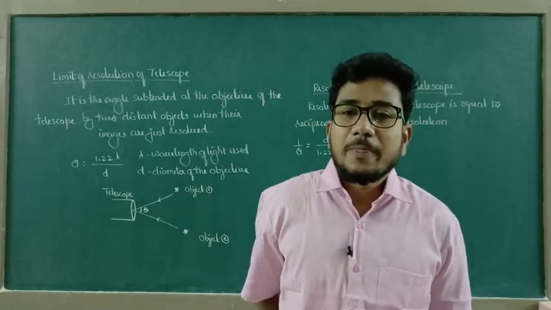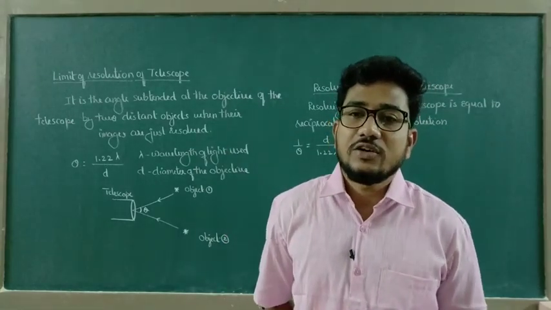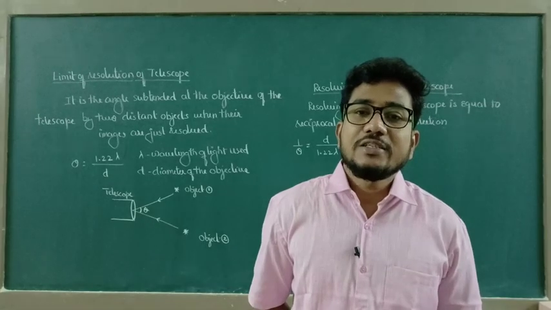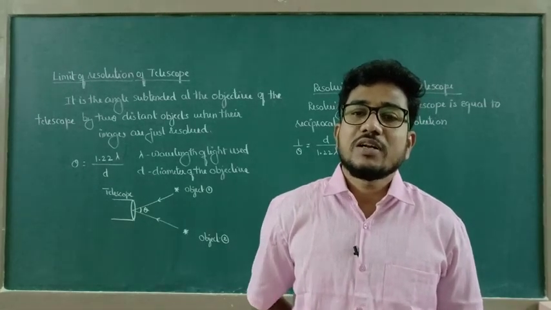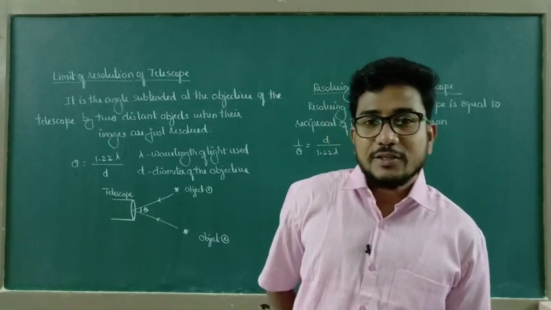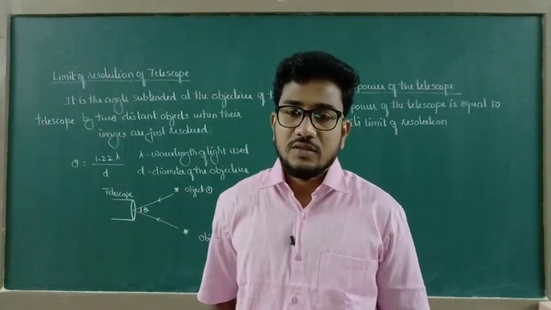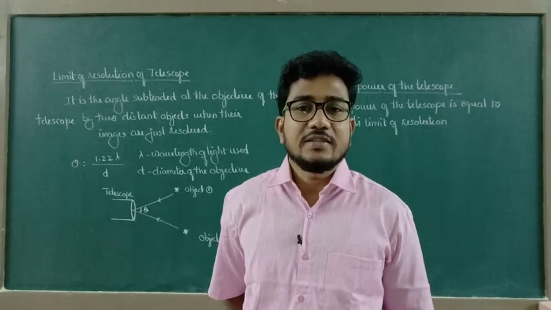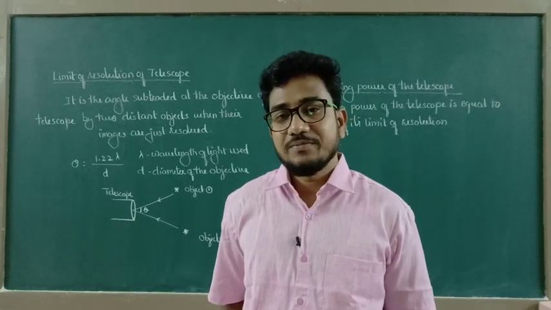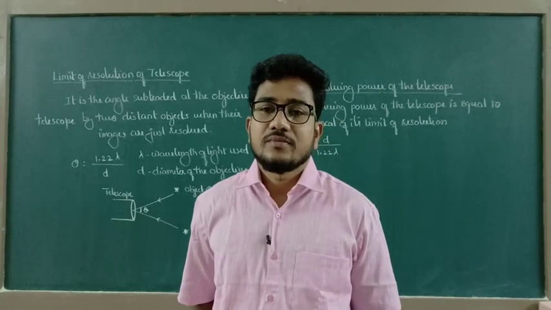Ultra microscope: in the formula 1 by d is equal to 2n sin theta divided by lambda, 1 by d is inversely proportional to lambda. If lambda is minimum, the resolving power of the microscope is maximum. In an ultra microscope, the object is illuminated by UV rays. Ultraviolet rays have a smaller wavelength compared with visible light, and hence we get a high resolution.